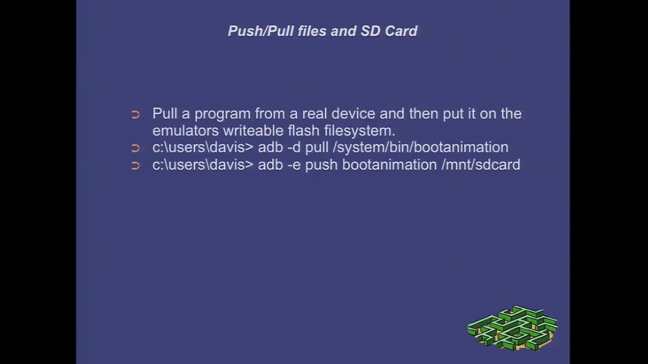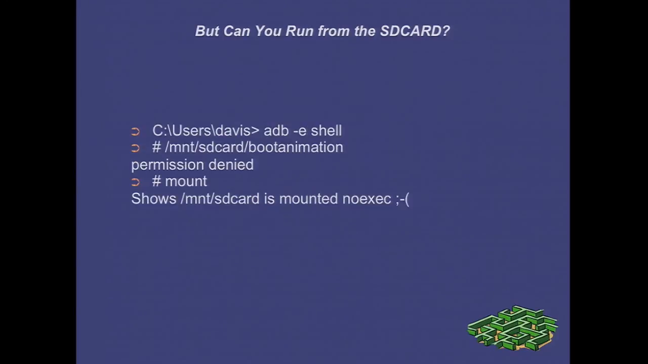So push and pull files from the SD card. I was trying to do this to see if maybe I could play with the Bootanimation file. It's very simple. Pull, and then I'm going to pull it from the device, then push it to the SD card. The -e specifies the emulator. Then I tried to run it from a shell. It says permission denied, and you do a mount, and it shows that the directory's file system is mounted as noexec. That's it.